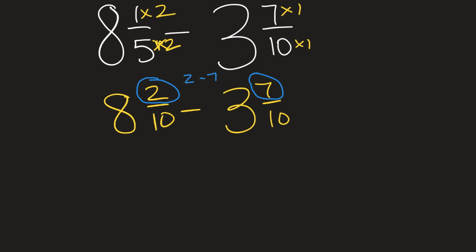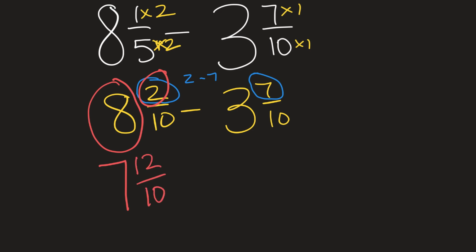Then I'm going to look at my numerators. Can I take 7 away from 2? In 5th grade, the answer is no. So I'm going to borrow from my whole number. My whole number is going to become 7 and 10/10, but I'm going to add my 2 back in, so I'm going to have 7 and 12/10 minus 3 and 7/10.